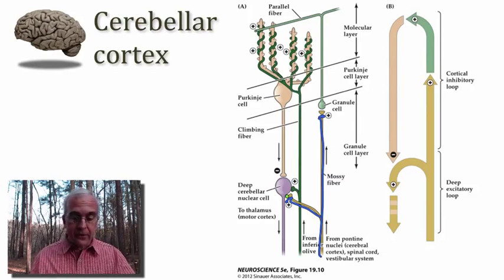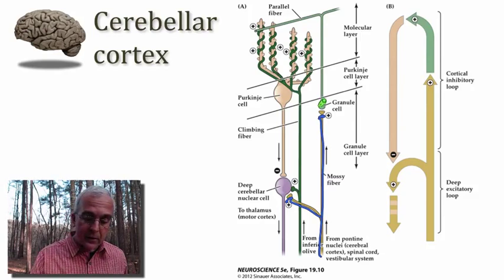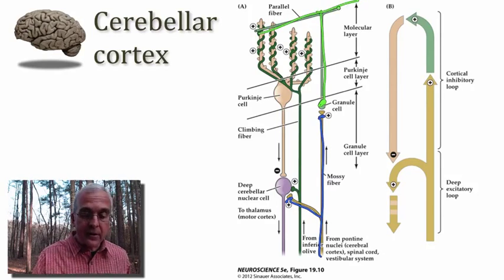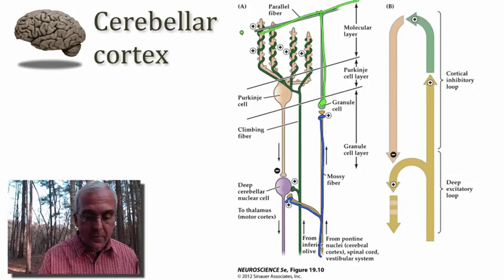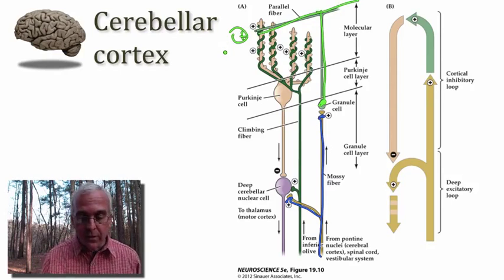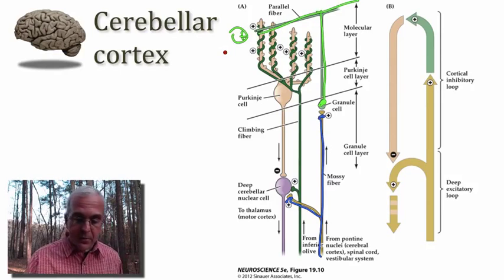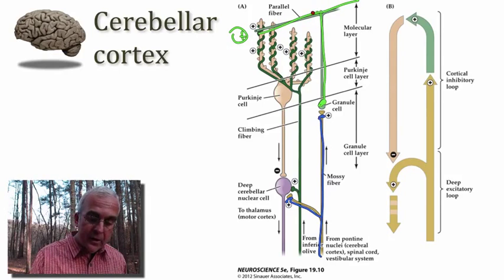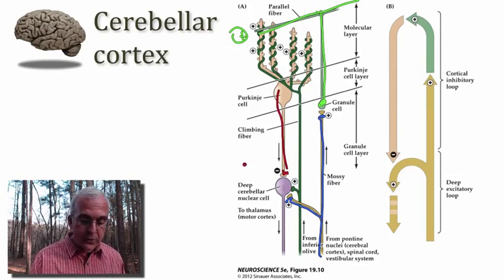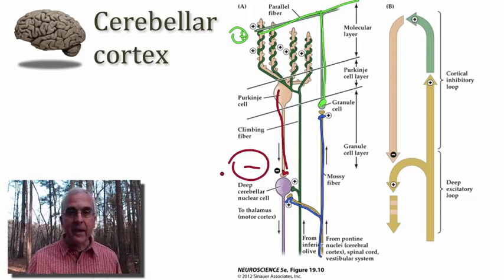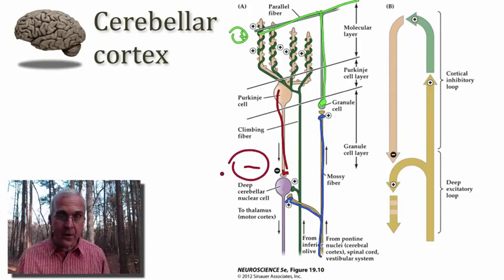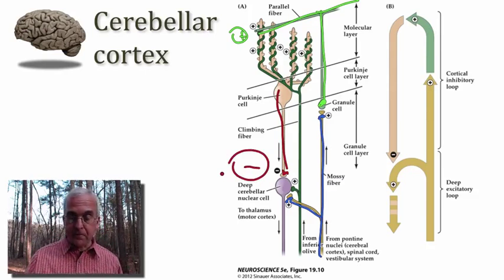Now the granule cells give rise to these long bifurcating axons that form these parallel fibers, which then make synaptic connections with the Purkinje cells. And then the Purkinje neurons integrate those parallel fiber inputs and then send their axons down to the deep cerebellar nuclei where they release gamma-aminobutyric acid, GABA, onto the deep cerebellar nucleus neuron.